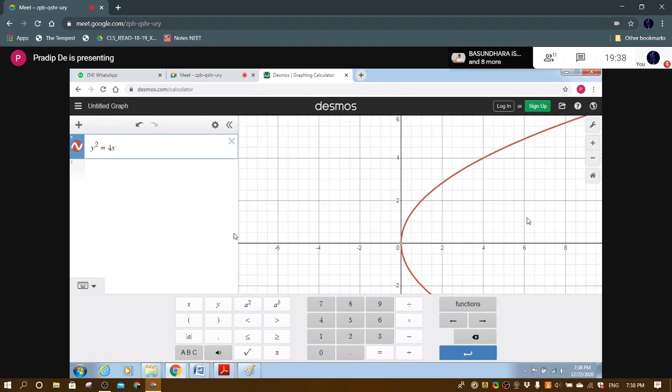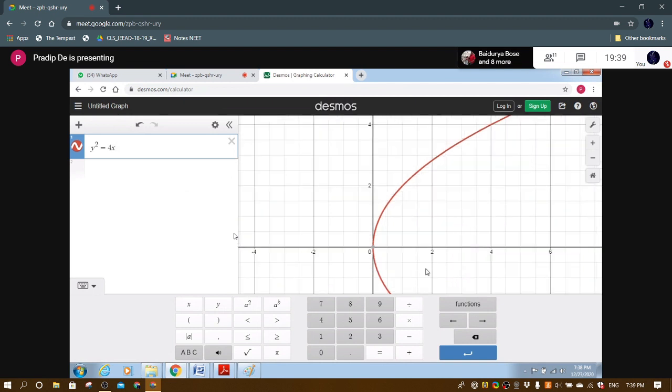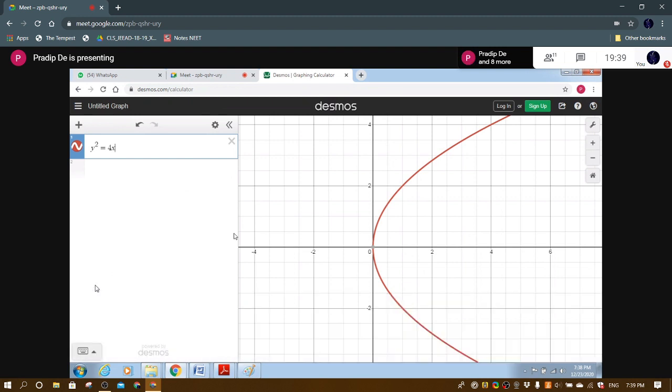So you can see the x-axis, this is the axis of the parabola. This point is at 1, 0. Anyway, this 1, 0, this point will be the focus. And this line, x plus 1 equal to 0, is the directrix of this parabola.